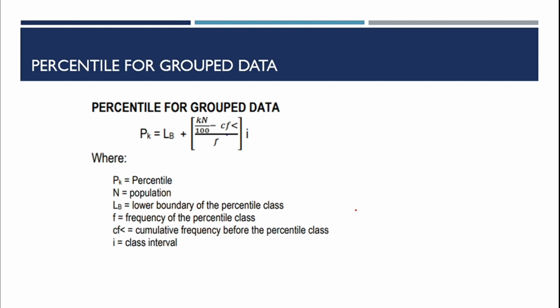So we have here the percentile for group data. In terms of percentiles, we have P1 to P100, so that is by percent. Percentile for group data: Pk is equal to LB plus kN over 100, the whole divided by 100 parts, minus the CF, the cumulative frequency before the percentile class, over the frequency, times the interval. So the difference here is this one in percentile, decile, and quartile.